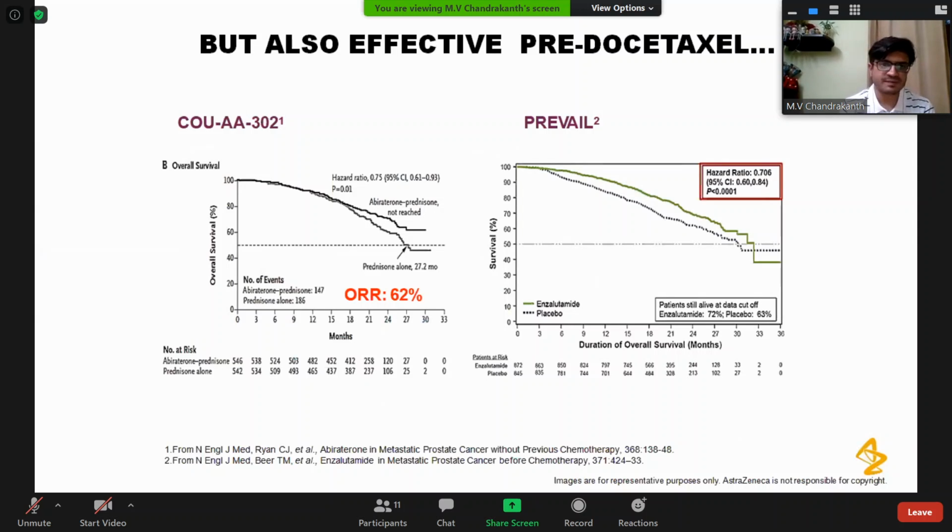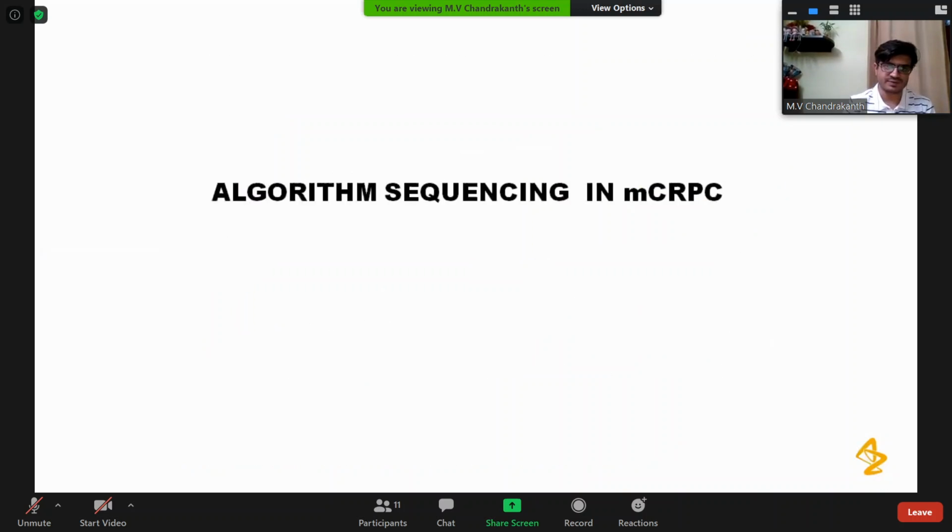Pre-docetaxel, we have the PREVAIL study and the COU-AA-302 study, where both enzalutamide and abiraterone have shown improvement in overall survival. You can see the hazard ratio of around 0.7 again. So we initially had docetaxel in the CRPC that was compared against mitoxantrone that improved overall survival, and then we had all the four agents post docetaxel. In the pre-docetaxel CRPC setting, we had abiraterone and enzalutamide also showing overall survival benefit.